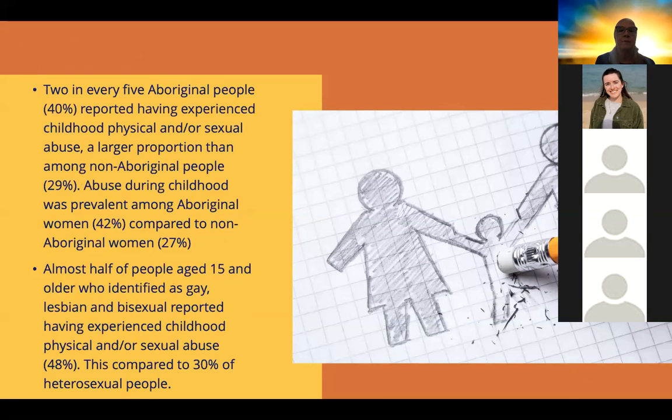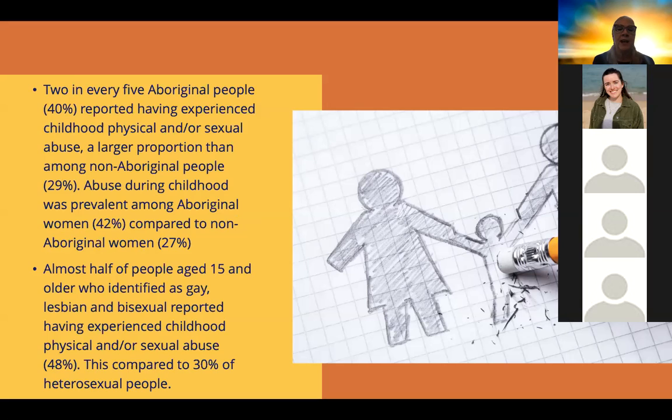This is important for us to know because it tells us that there are going to be children in our presence who are experiencing some form of abuse. 2 in every 5 Aboriginal people, 40% of that population, reported having experienced childhood physical and/or sexual abuse, a larger proportion than non-Aboriginal people.